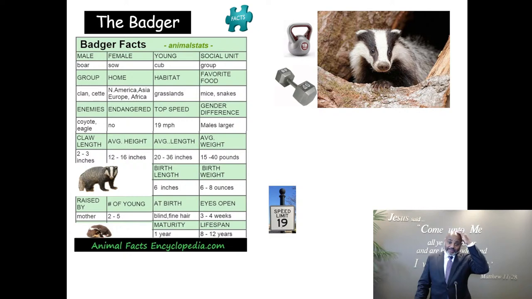At birth, they have fine hair. Their eyes open up at 3 to 4 weeks. They're mature after a year. They live up to 12 years. Fast facts on this badger.